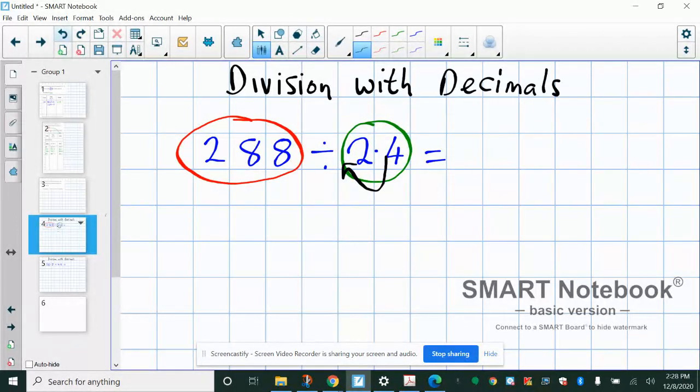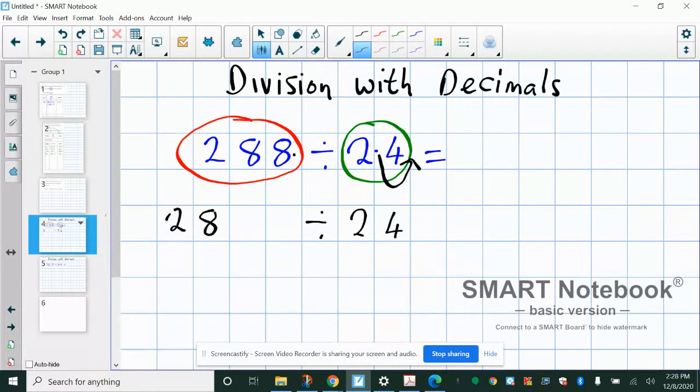I've moved the decimal in the wrong direction. I have to move the decimal one place to the right. So now my divisor becomes 24. And what about my dividend? If I move the decimal point one place to the right on my divisor, I must do the same with the dividend. So the number becomes 10 times larger.